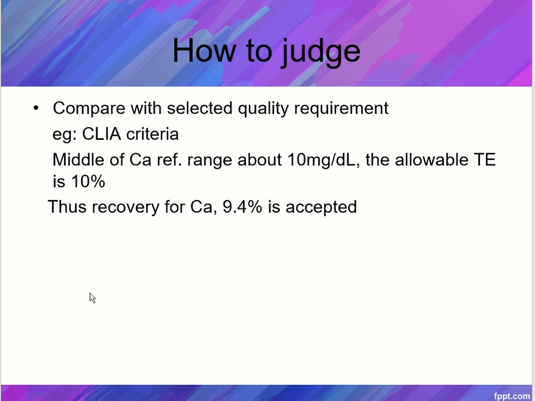So how to judge? Well, you can compare with a selected quality requirement, such as the CLIA criteria, which define that the middle calcium reference range is about 10 milligram per deciliter. So the allowable total error is 10%. So in this example, the error for calcium is 9.4%, which is less than 10%. Therefore, the recovery is accepted.